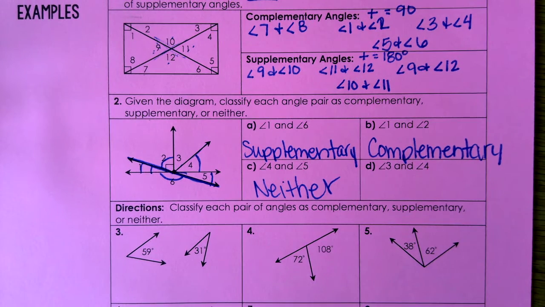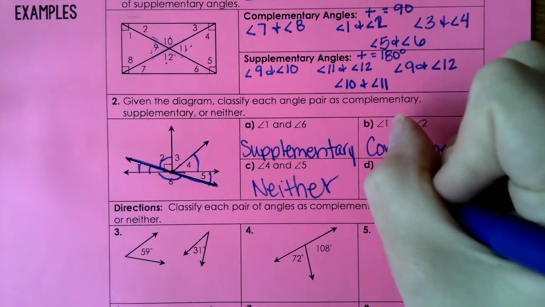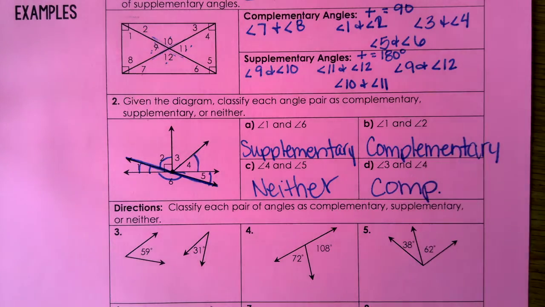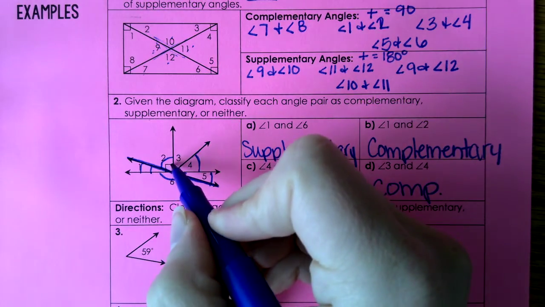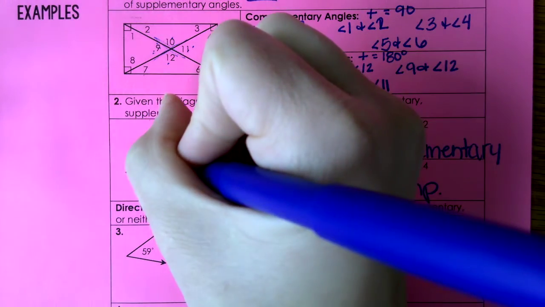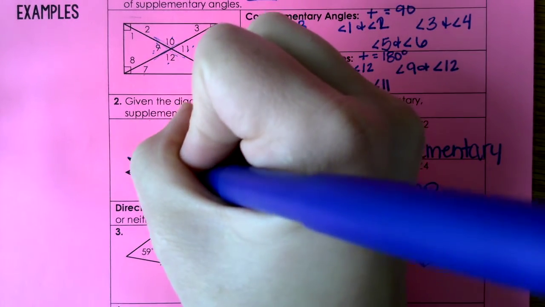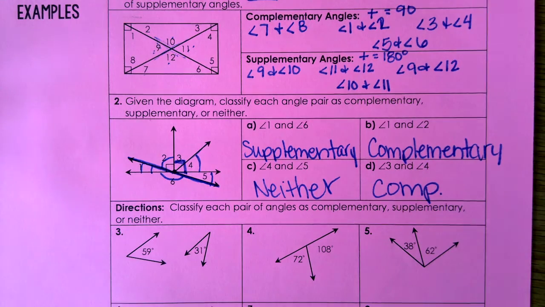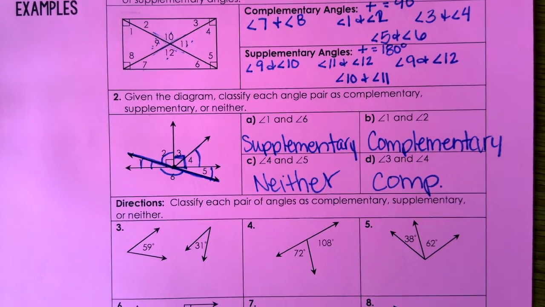Okay, now I need angle 3 and angle 4. Complementary. How'd you know they were complementary even though they didn't have a box there? Well, the other side had a box. Well, what's 180 minus 90? 90. So that leaves this side with also another box there. Nice job, Peyton.